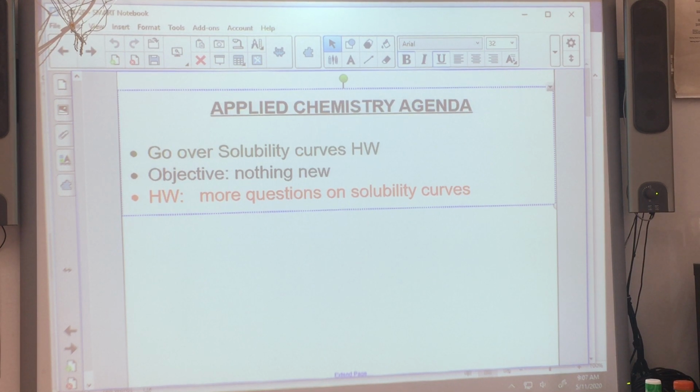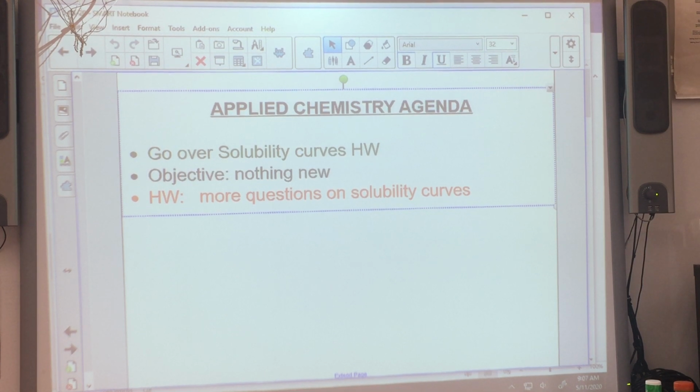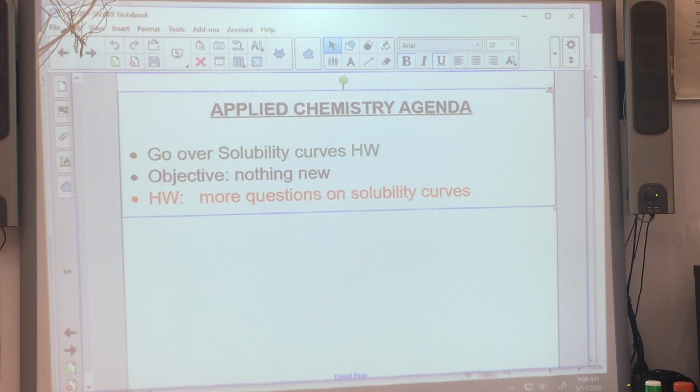This looks the same as it has for the last couple days. We're going to get some more practice on the solubility curves, and really that's the last thing we're going to be doing in this unit, but there's not enough in this unit for a test. So I'm going to combine this unit with the acids, bases, and salts unit, and then we'll have one test for both of those. That'll probably be the only test in this marking period. This is the last marking period, of course.